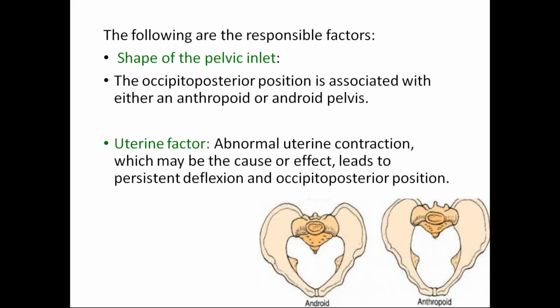What are the factors responsible for the occiput posterior? Because the normal position is occiput anterior, mostly left occiput anterior. But in case of occiput posterior, what are the factors? It could be due to a defective pelvis, defective uterine contractions, or abnormal babies. You can analyze that it is associated with all these things.